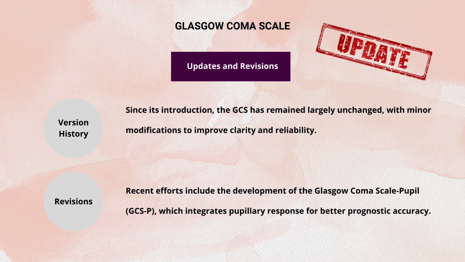Updates and revisions. Version history. Since its introduction, the GCS has remained largely unchanged, with minor modifications to improve clarity and reliability. Revisions. Recent efforts include the development of the Glasgow Coma Scale Pupil, GCS-P, which integrates pupillary response for better prognostic accuracy.